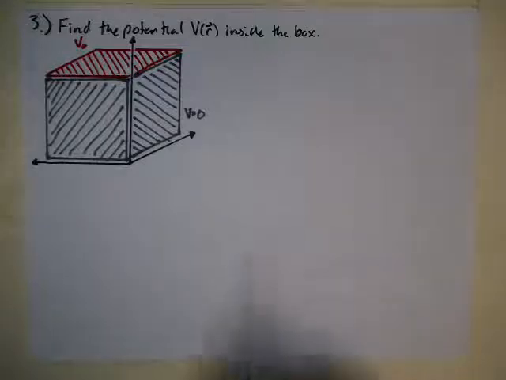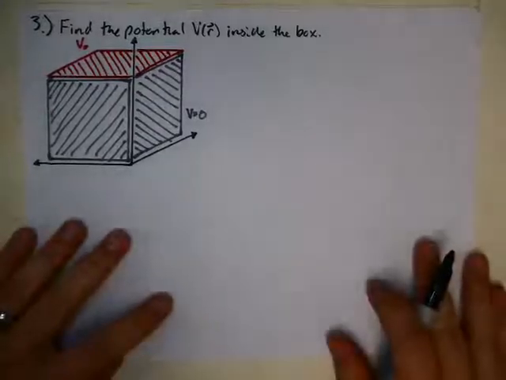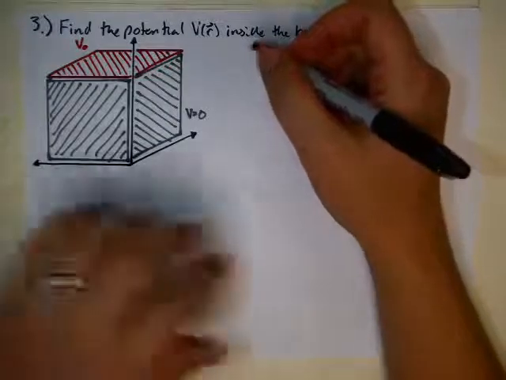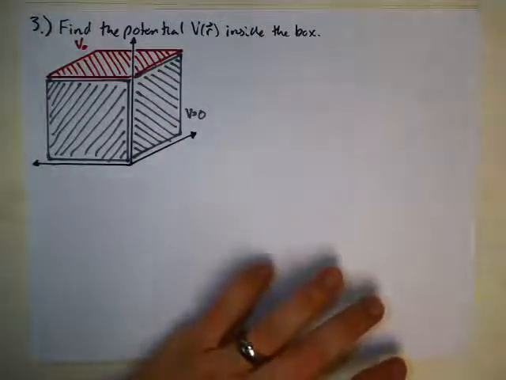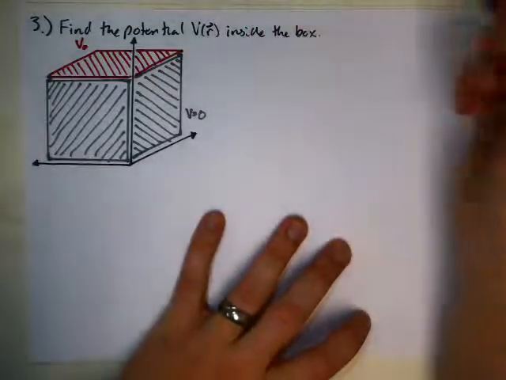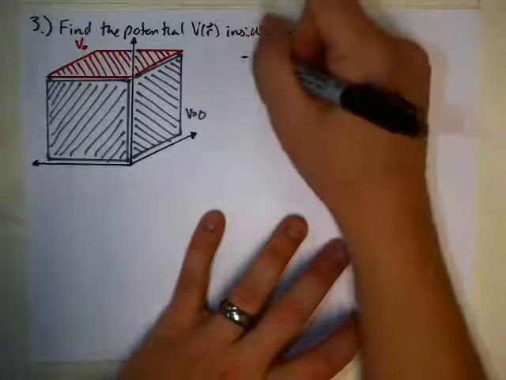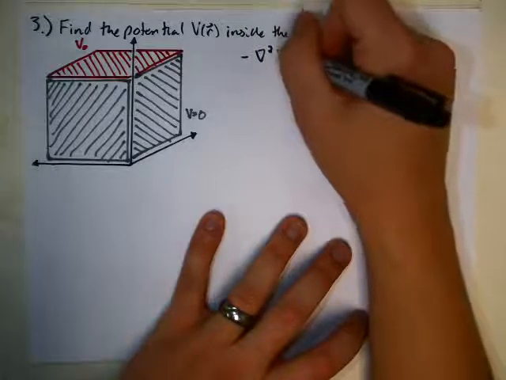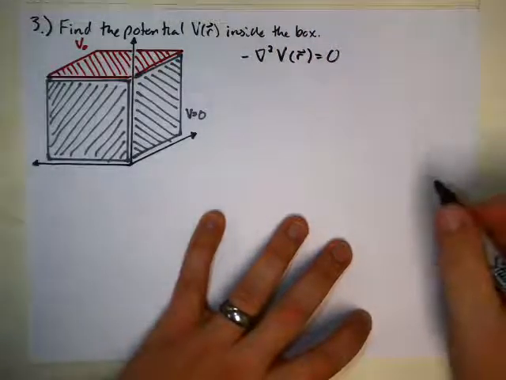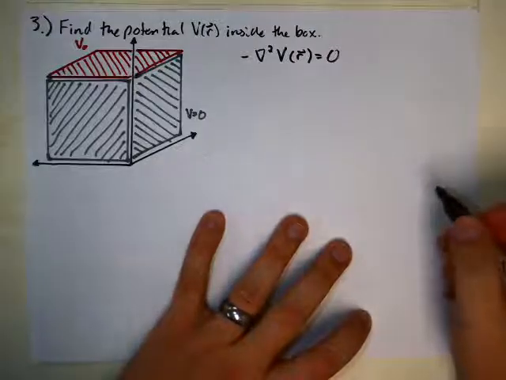Again, we're going to use separation of variables to solve this problem. In order to use separation of variables, we have to explicitly write down what the problem is. The first thing that we're going to write down is that we are solving Laplace's equation, so minus del squared of V must be 0. The second, I want to write down what the boundary conditions are.